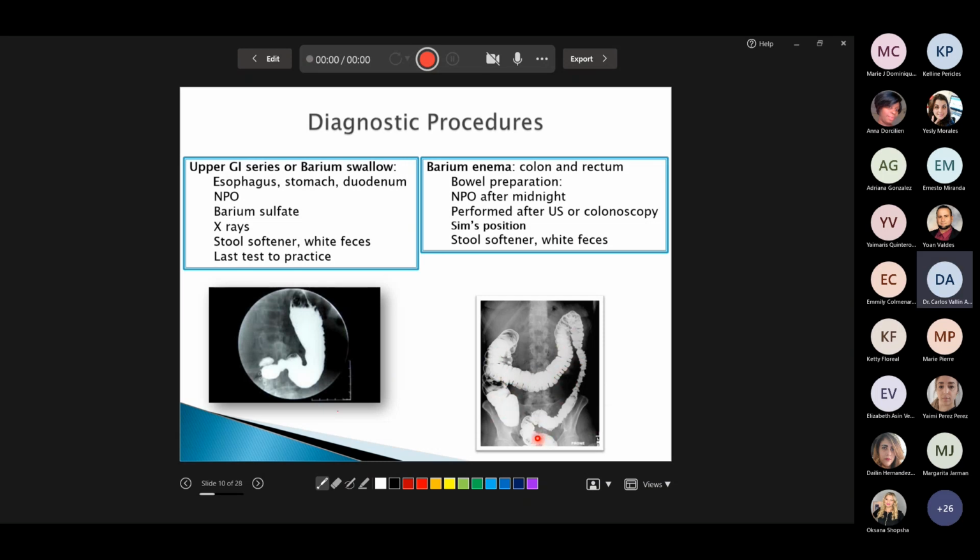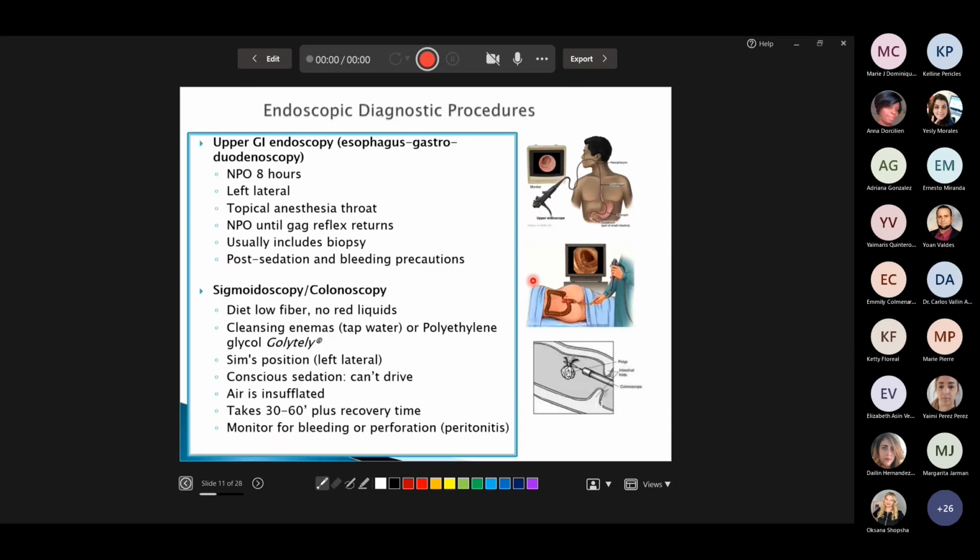The colon needs to be empty, so this client requires preparation. The doctor will order the preparation, which requires medication to clean the colon, and the patient needs to be NPO or on a clear liquid diet, to prevent residue going to the colon. The enema is administered in Sims position, and then the patient will have the same problem. It will be pooing barium for a while.